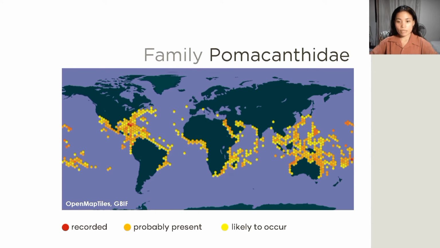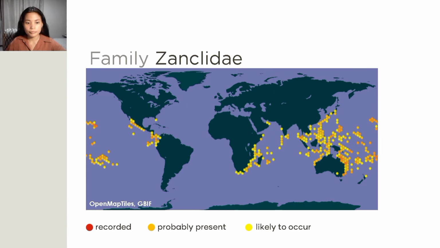Next, this image shows a map where species under family Pomacanthidae are recorded, probably present, and are likely to occur. These fishes are present in shallow reefs in the tropical Atlantic, Indian, and mostly Western Pacific Oceans. Finally, this image shows species under the family Zanclidae, which is commonly seen in tropical and subtropical reefs.